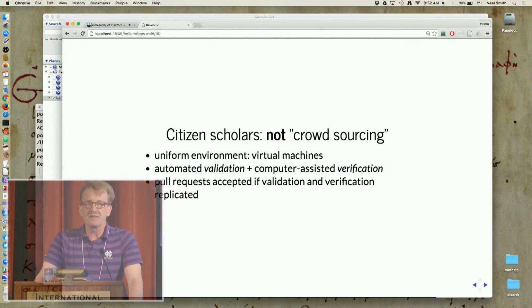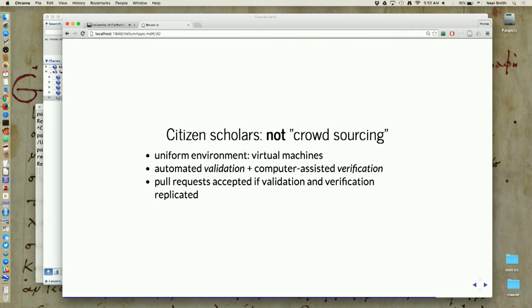So, citizen scholars, but I just want to emphasize that this is not Wikipedia-style crowdsourcing where anybody gets to revert anybody else's work. We use virtual machines, a technology we did not see developing so rapidly, had no idea it would save us the way it has, to create a uniform environment that includes tools for automated validation, and then we use the term verification to refer to human judgment with computer-assisted visualizations. Teams submit pull requests, and these are accepted in the Central Archive if we can replicate the validation and verification.